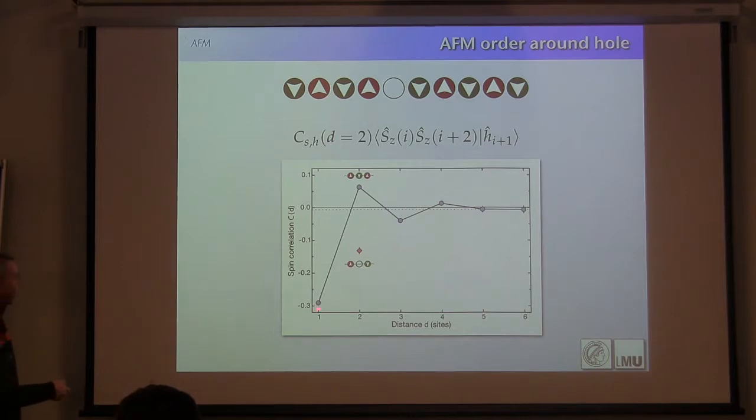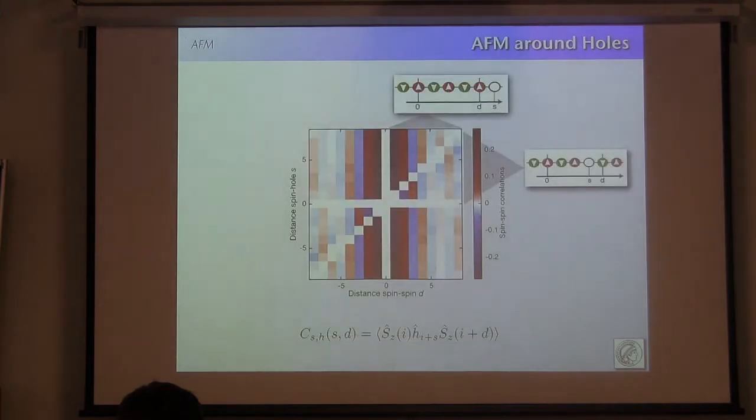And for the undoped chain, you see we have this standard antiferromagnetic order, and then let's go to distance 2. If you have a single hole, indeed your antiferromagnetic correlations are precisely reversed. You go from ferromagnetic to antiferromagnetic correlations. But we can do better than that, because this just shows the local effect.